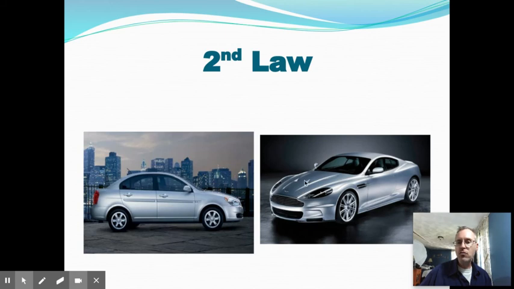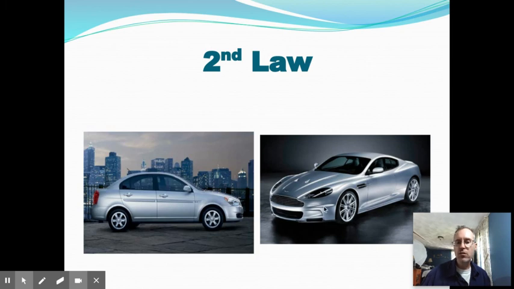But the engine in the Aston Martin has a heck of a lot more horsepower, which means it can generate a lot more force, all right, than the engine in the Hyundai. The Hyundai is not made to go fast. It's made to be economical and save you gas mileage and stuff, but not so the Aston Martin.